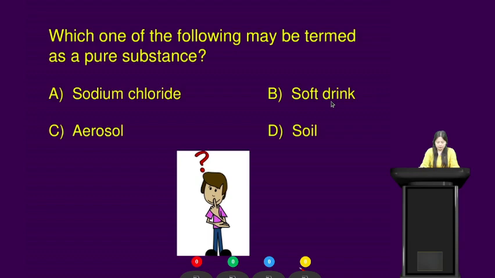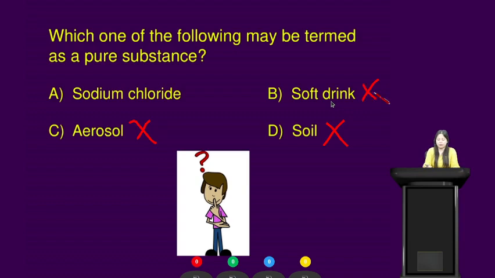All right, students, your time is up. Let us see. We have seen that soil is a mixture. It consists of different materials, different minerals, organic substances, air, water. So this is not a pure substance. Aerosol is also not a pure substance. It consists of different particles, soot particles, different gases. So aerosol is also not a pure substance.